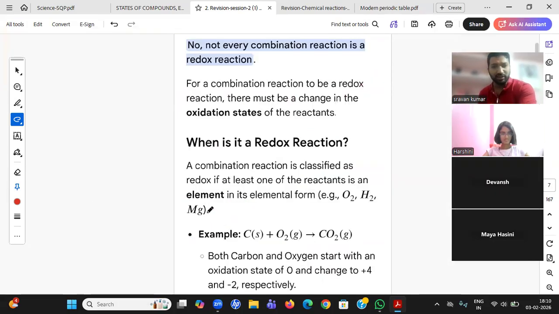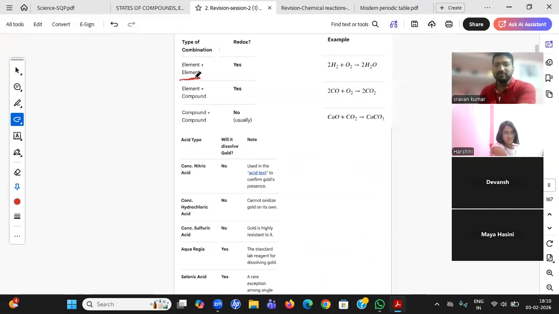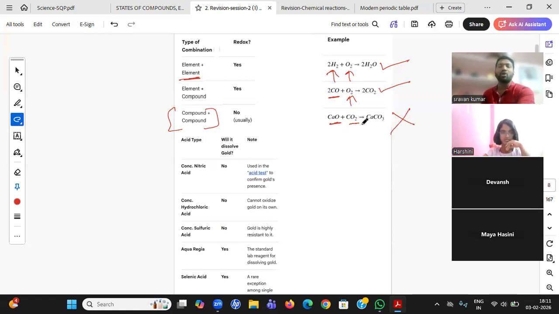This is the trick: element plus element is a redox reaction. Hydrogen is an element, oxygen is an element; when both are elements, you can call it a combination reaction and also a redox reaction. Element plus compound, like this element and this compound, carbon monoxide: again you can call it a combination reaction and a redox reaction. But compound plus compound, CaO plus CO2 giving CaCO3, is only a combination reaction, not a redox reaction.